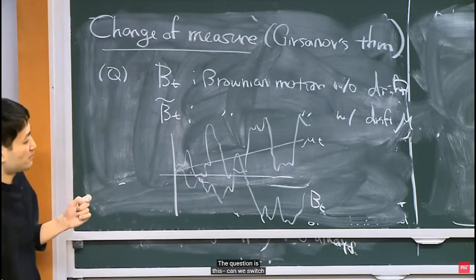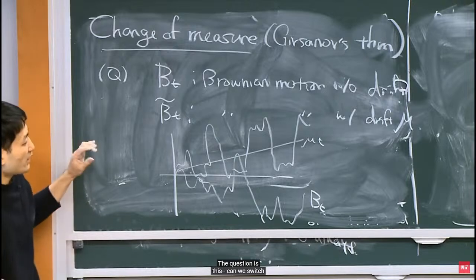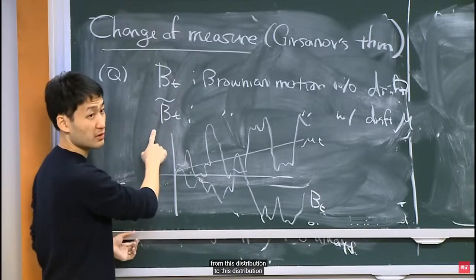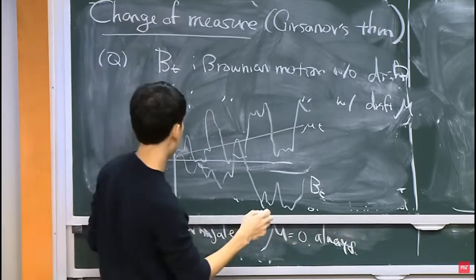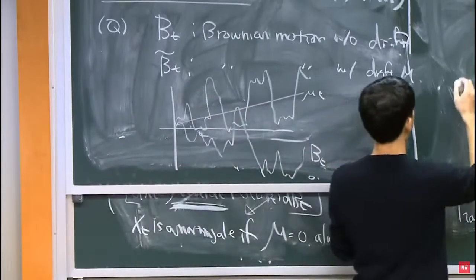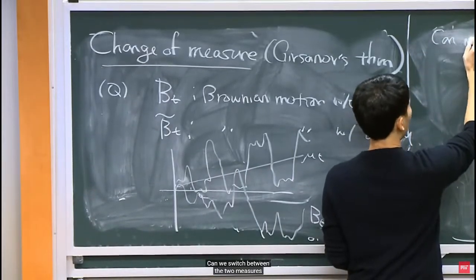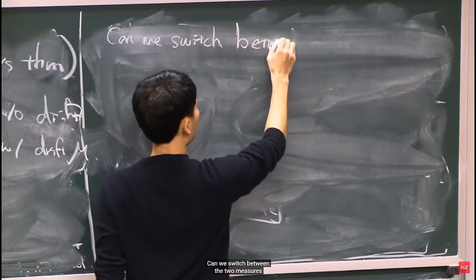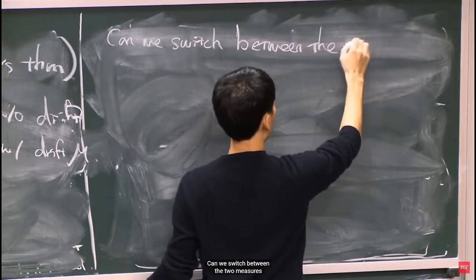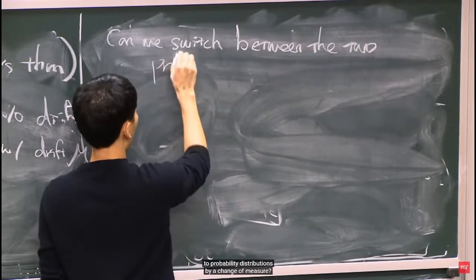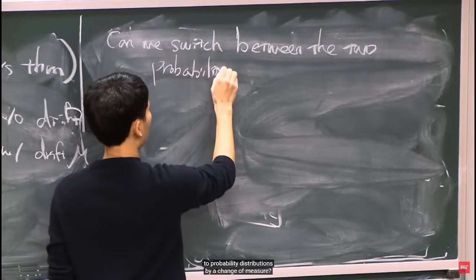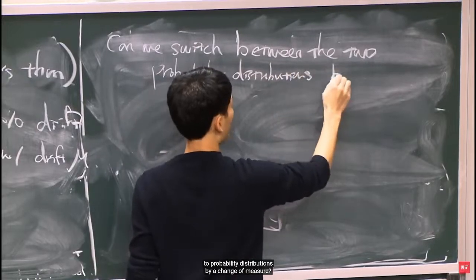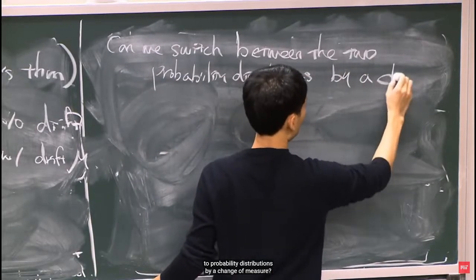And the question is this. Can we switch from this distribution to this distribution by a change of measure? Can we switch between the two measures? Two probability distributions by a change of measure.